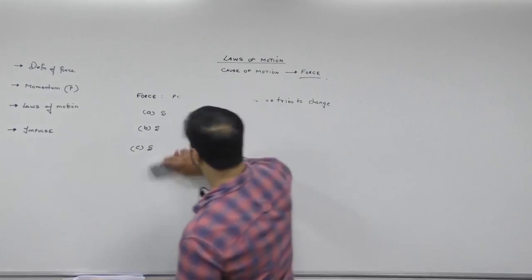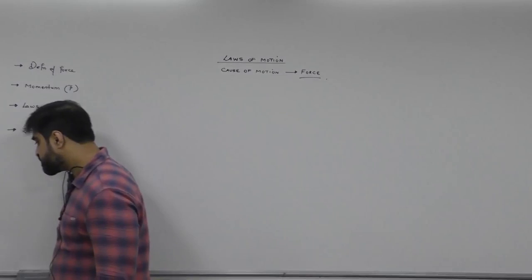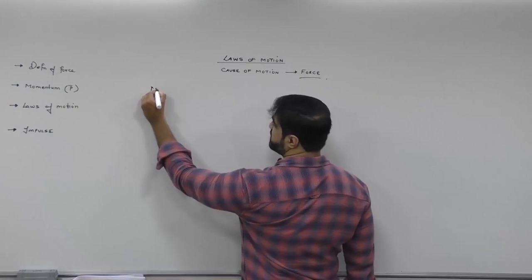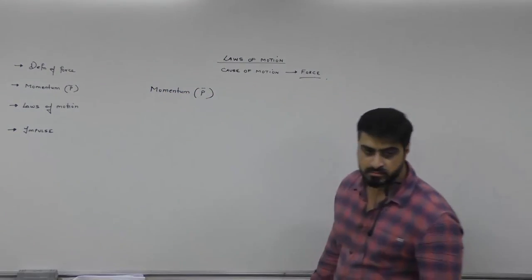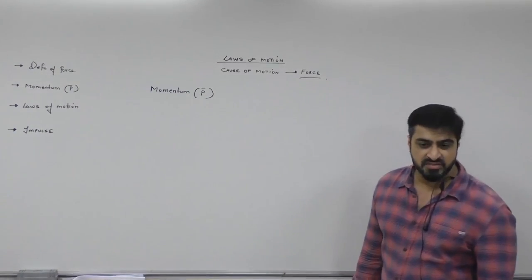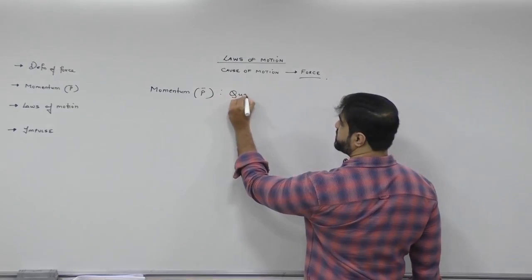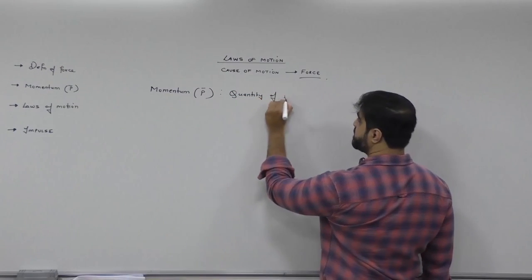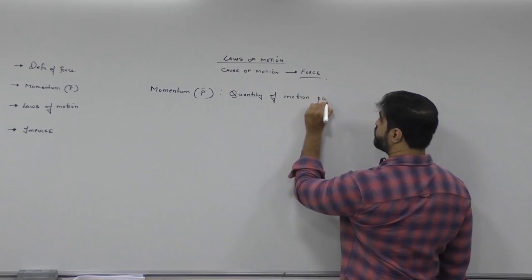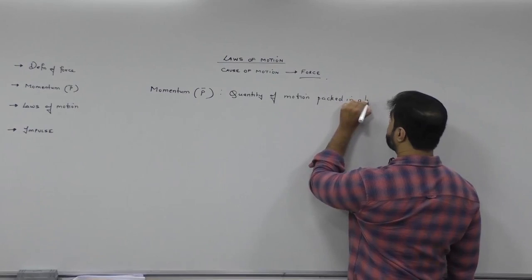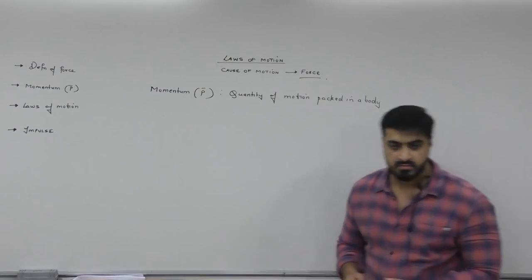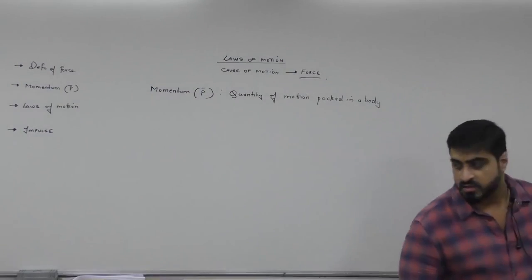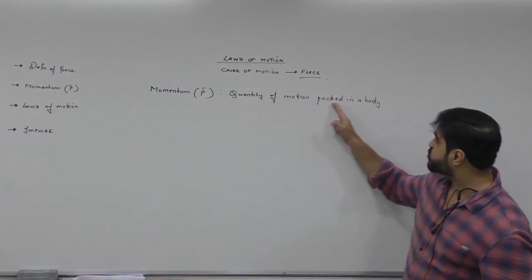On the basis of this, we will define more terms. The first term which I want to define is momentum, P bar. What is momentum defined as? Momentum is defined as the quantity of motion packed inside a body. So we are discussing momentum is quantity of motion packed in a body.